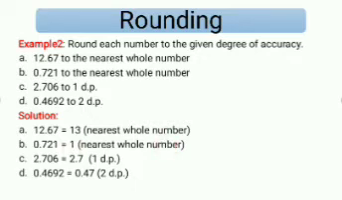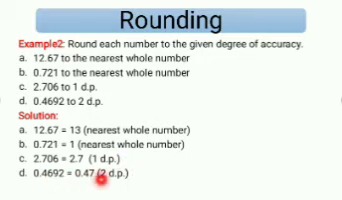Now letter C, 2.706 to 1 decimal place. Now 2.7, so the first digit after the decimal point is 7, the 1 decimal place. Now the digit to the right of 7 is 0. So 0 is less than 5. So you are going to leave 7 as we have it here. So you are going to have 2.7 as the answer to 1 decimal place.